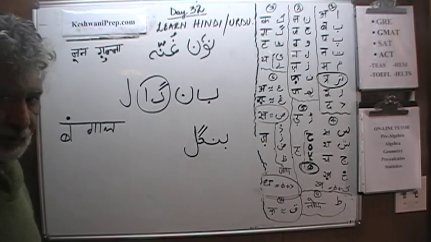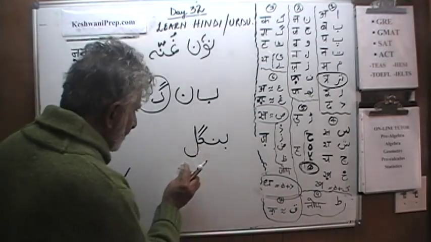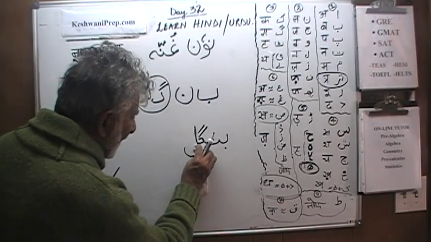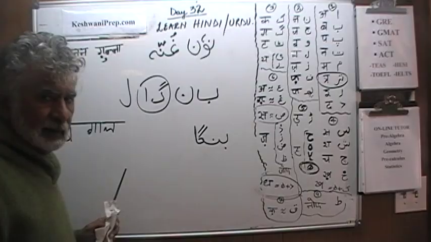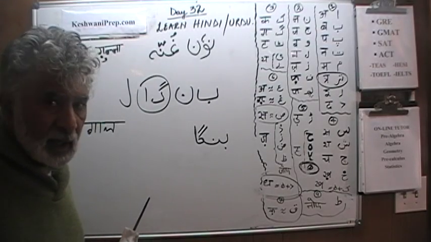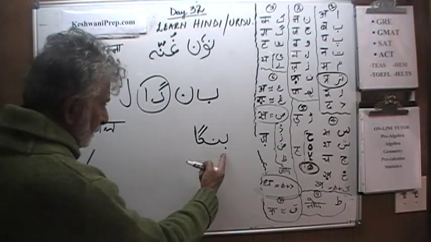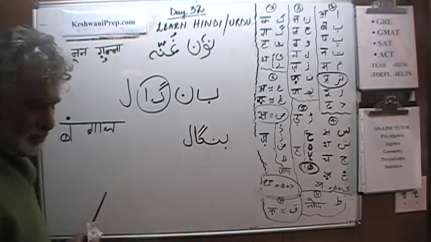No, that is not how we write Bengal. This is wrong. You see, what happened was, I joined the L with the Ga. If you join the L with the G, then it's no longer Gal, it's just Gul. It should be Bengal. N has to be separate.